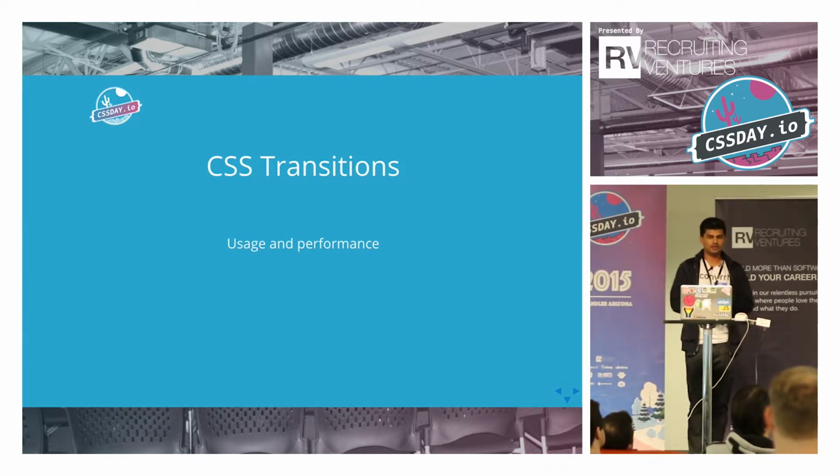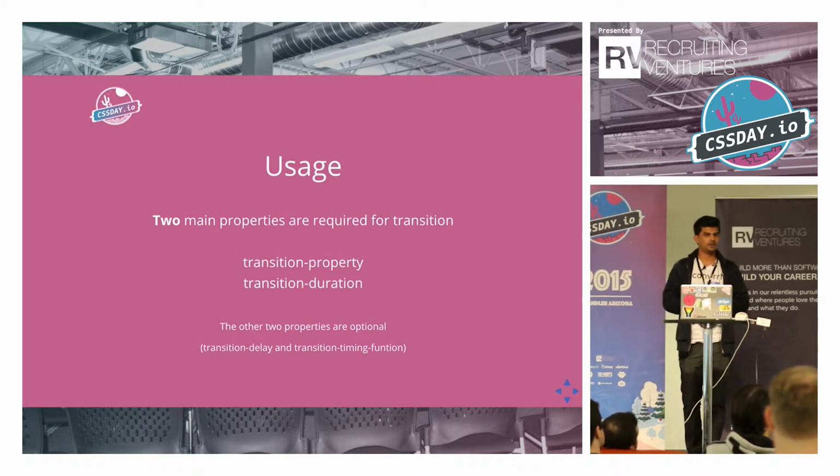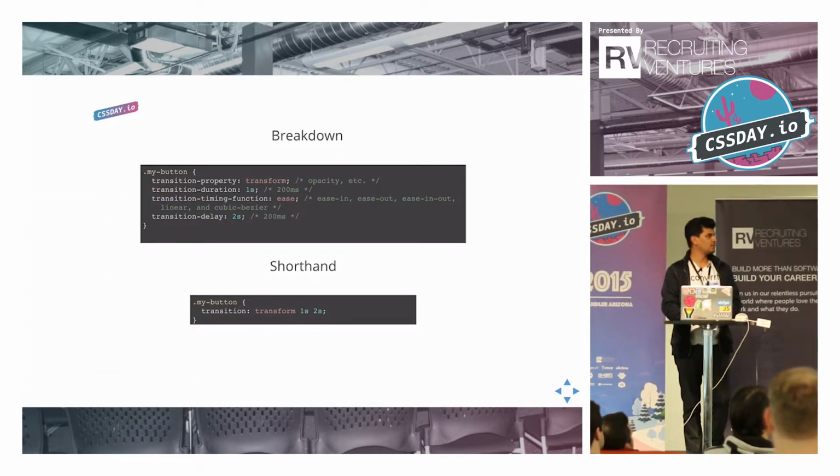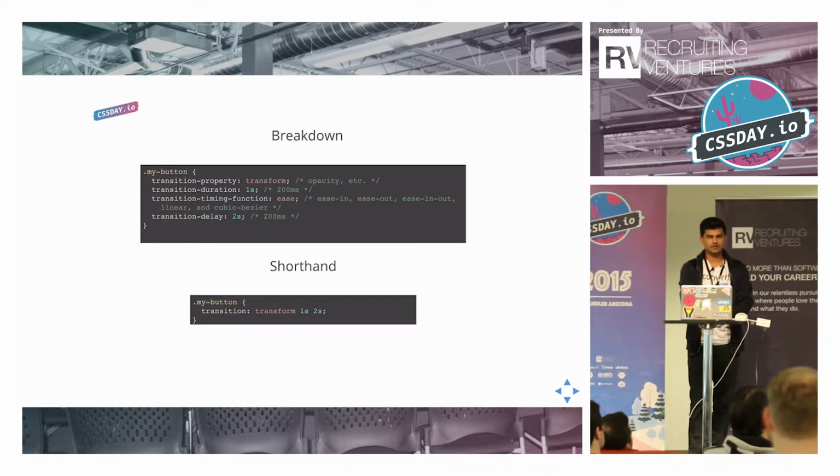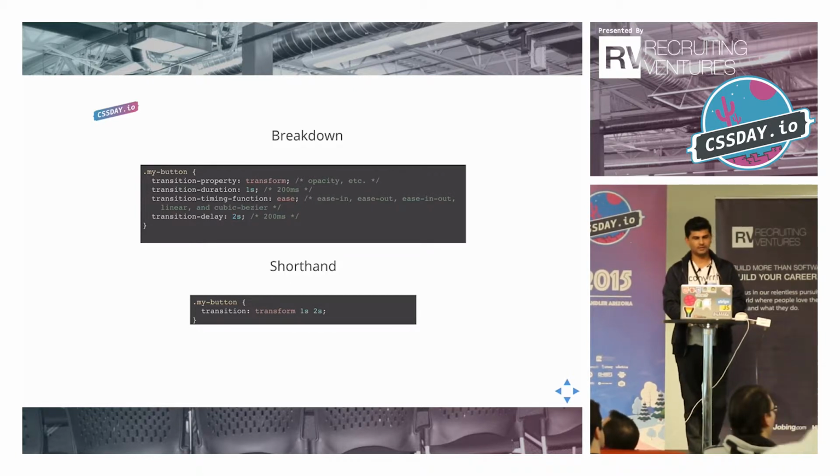So the two main properties required for a transition are transition property and transition duration. The other two, transition delay and the timing function, are optional. I don't think you really need them, but if you want to use them, you're more than welcome to. So if we were to break it down, I forgot to animate this to make it appear one after the other. Never mind. But you can set a transition property like transform, or opacity. I think that was just an example. You can set a duration like 1 second and then ease. And I think I have an example for this also.